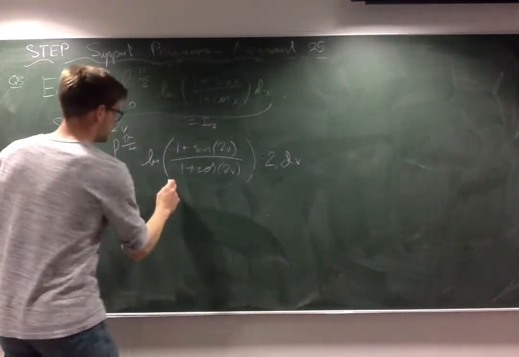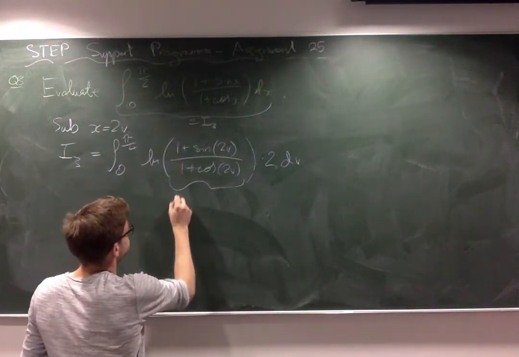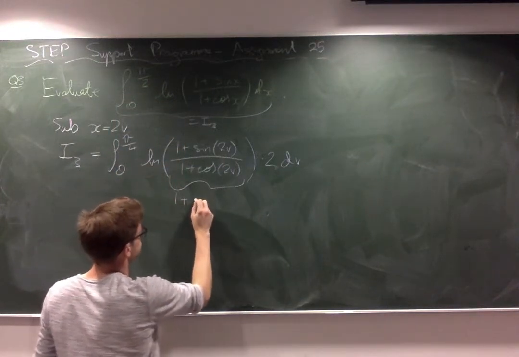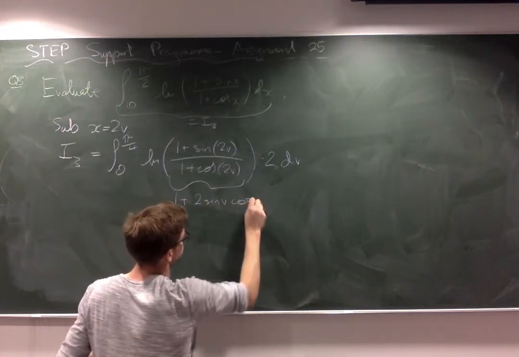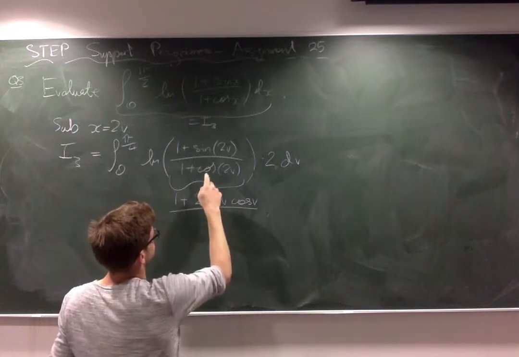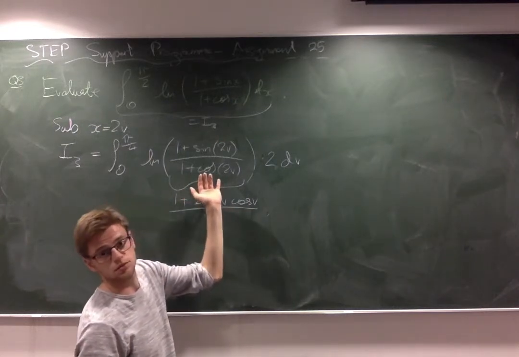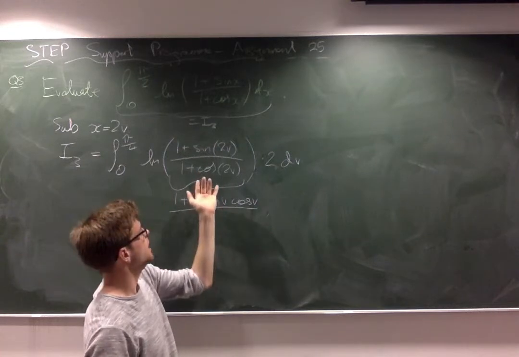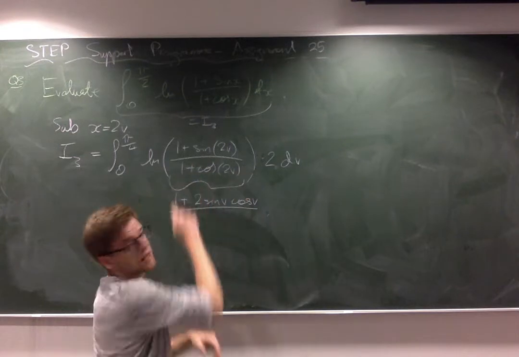So, to this thing, that's an awful bracket, but whatever. We've got 1 plus, now sine 2v is the same thing as 2 sine v cos v. And on the bottom, I've got a choice of 3 different double angle formulas for cos at my disposal. I'm going to pick the one that's 2 cos squared v minus 1, just because then the minus 1 will cancel with the plus 1.